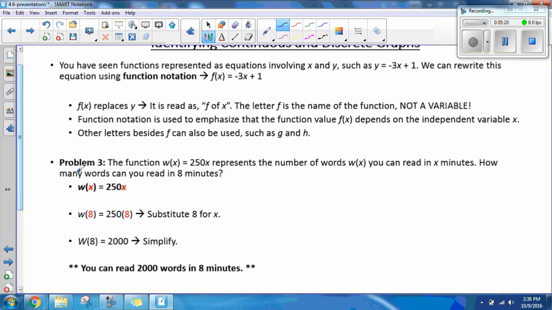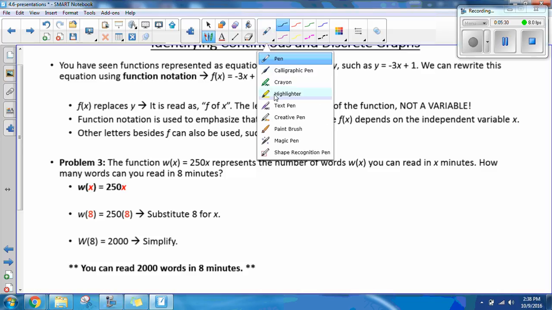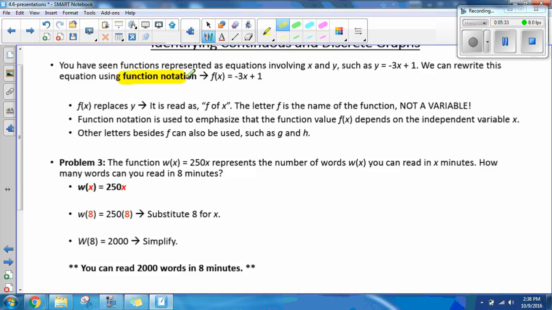We've seen functions represented as equations involving x and y, such as y equals -3x plus 1. We can rewrite this equation using our function notation as f of x equals -3x plus 1. Basically, f of x, that symbol notation, replaces the y variable. You read it as f of x, the function f of x. The letter f is the name of the function, not a variable. Please be careful.